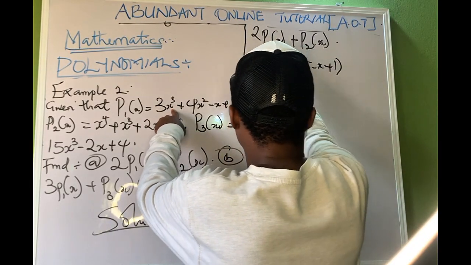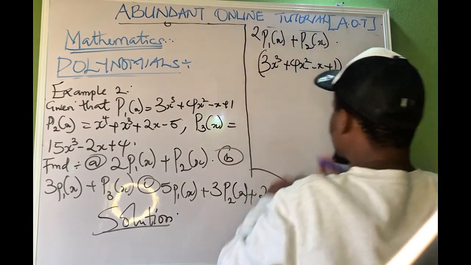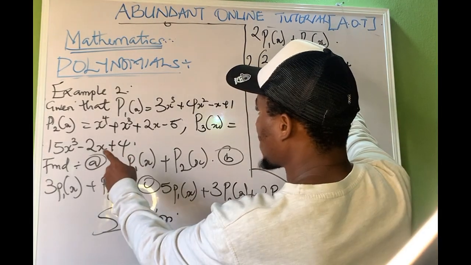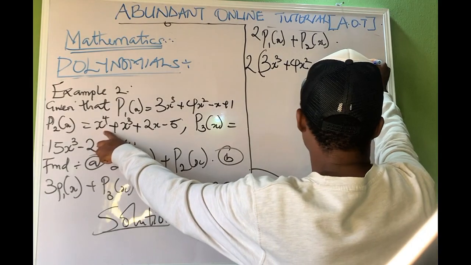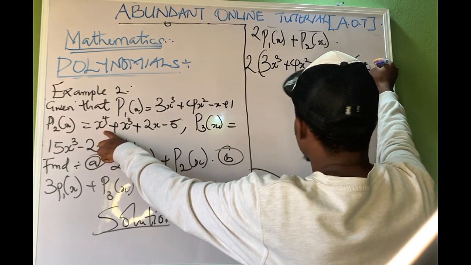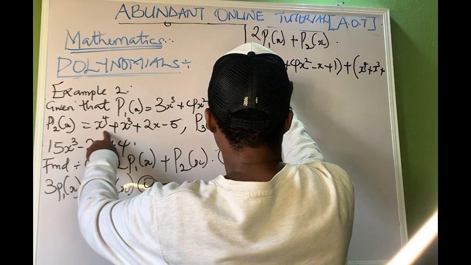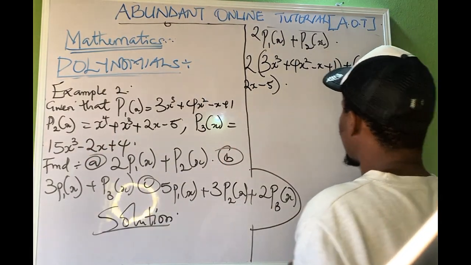So put your brackets, close. Remember, before this P1, we have 2. Put your 2 outside, plus my P2. My P2 is, open your brackets, x to the power 4 plus x cubed plus 2x minus 5. Close it. Good. So now let's solve it.